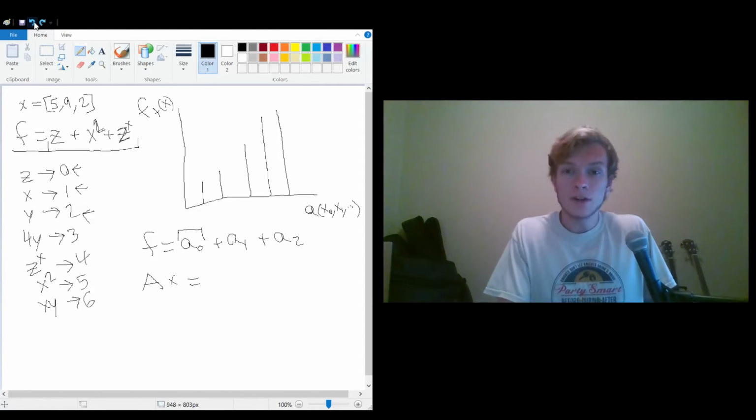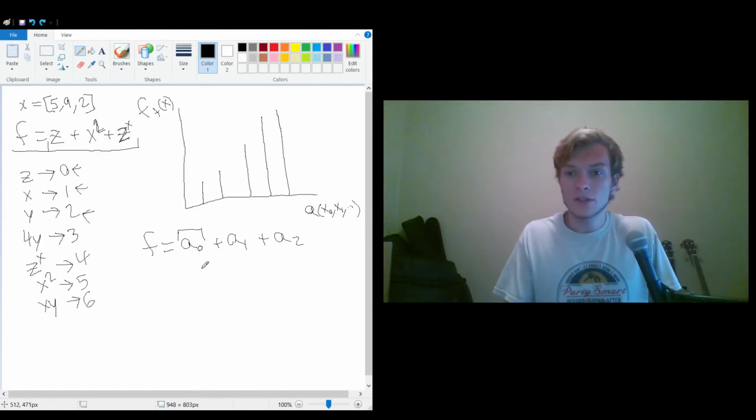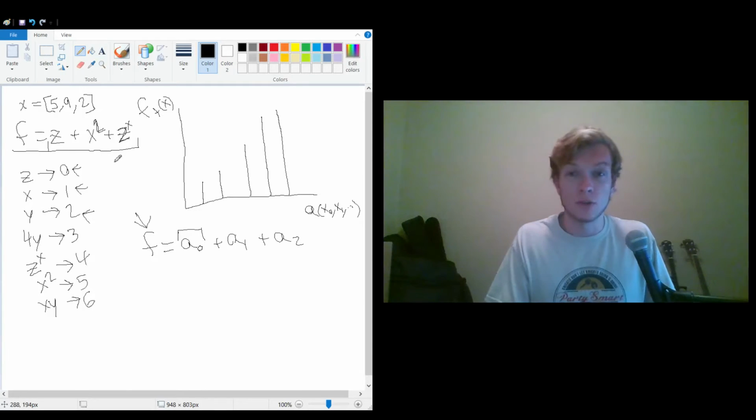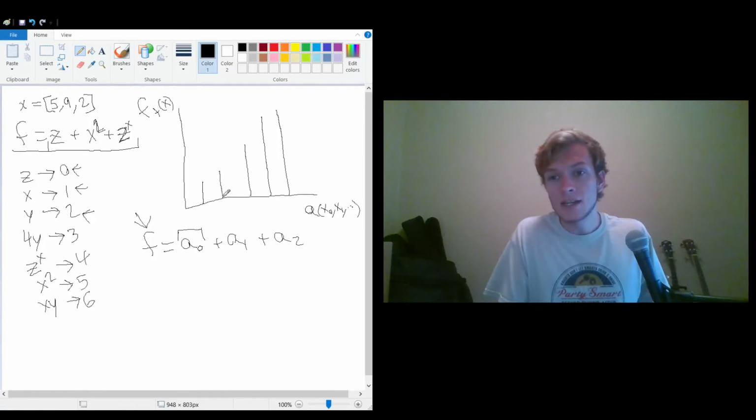So what I wanted to do is approximate the index that is necessary to be plugged into each of these three functions in order to combine to create the actual function we're trying to approximate.